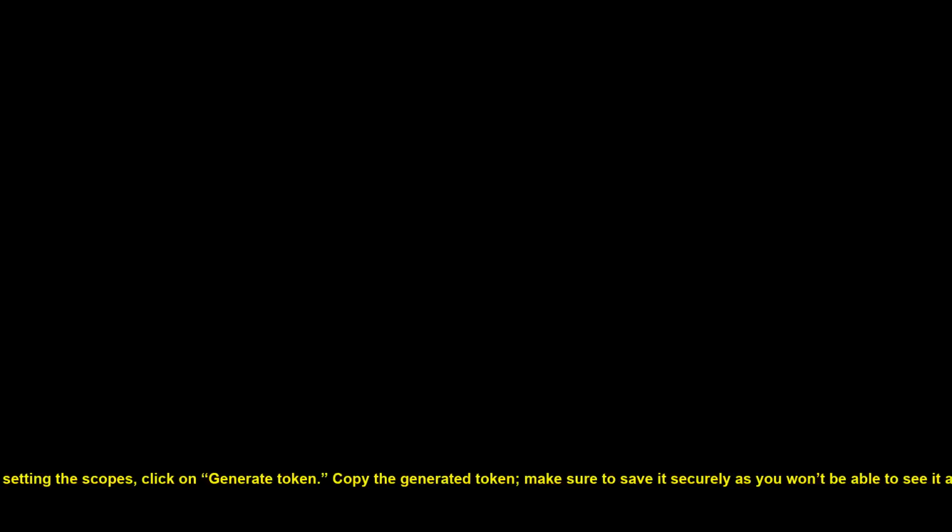In the Scopes section, check the box for Read Packages and any other necessary permissions. After setting the scopes, click on Generate Token. Copy the generated token, and make sure to save it securely, as you won't be able to see it again.